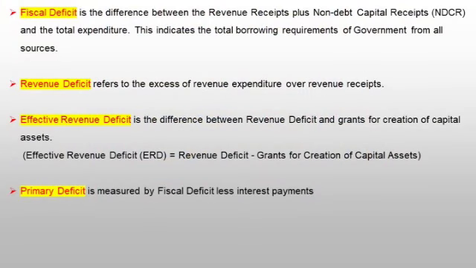So that's regarding the fiscal deficit. Now the second one is revenue deficit. What is revenue deficit? Let us see. It is the excess of revenue expenditure over revenue receipts. So it is the excess of revenue expenditure over revenue receipts. This is called a revenue deficit, RD. Let us see how much it is.